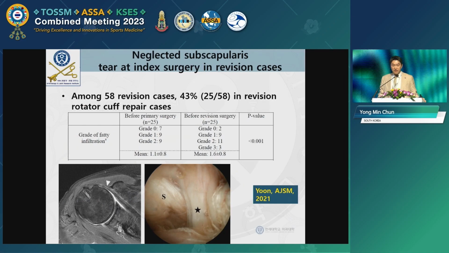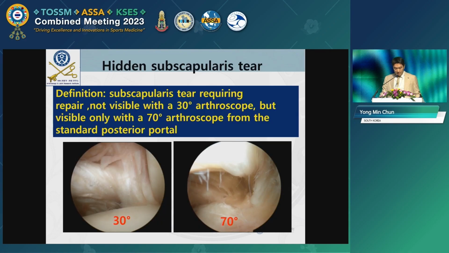We investigated the neglected subscap tendon tear at index surgery in revision cases. In 43% of revision cases, a neglected subscap tear was identified. I think all these were hidden by the superior glenohumeral ligament at the index arthroscopic surgery. Thus, we define the hidden lesion as a subscap tear requiring repair, not visible with the 30° scope, but visible only with the 70° scope from the standard posterior portal.